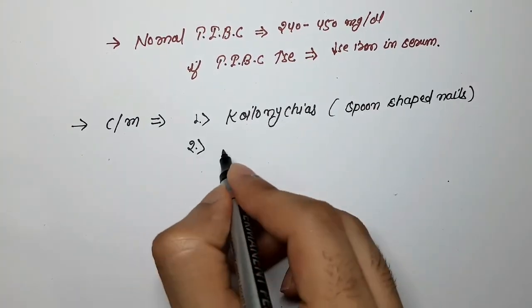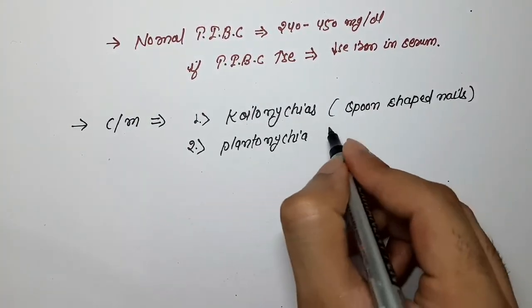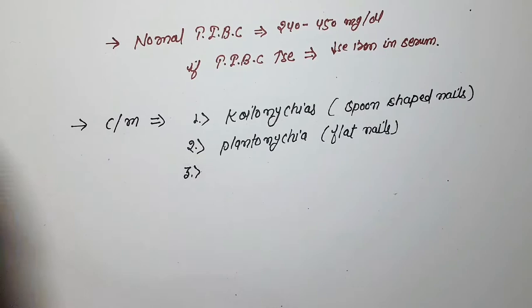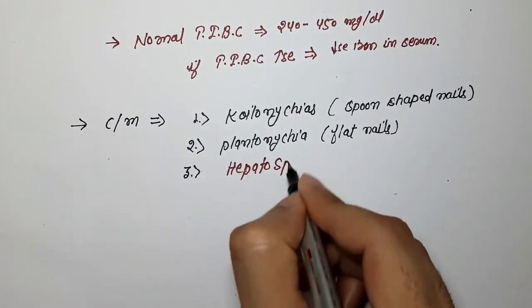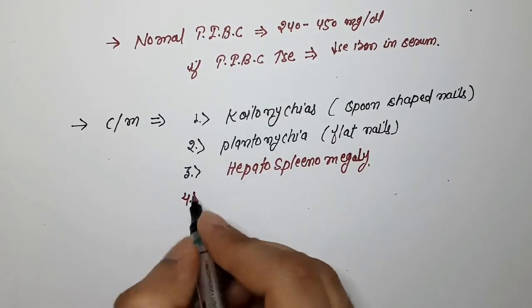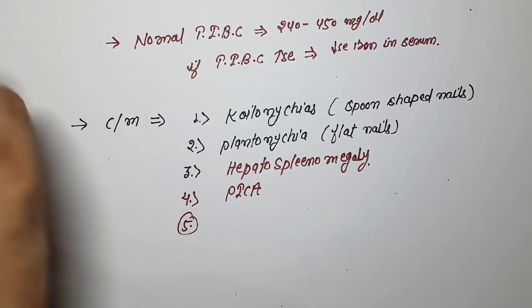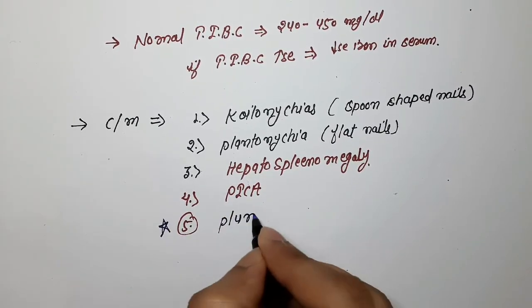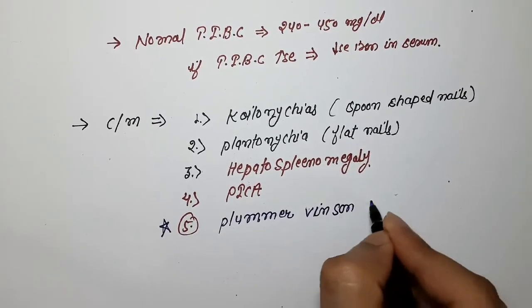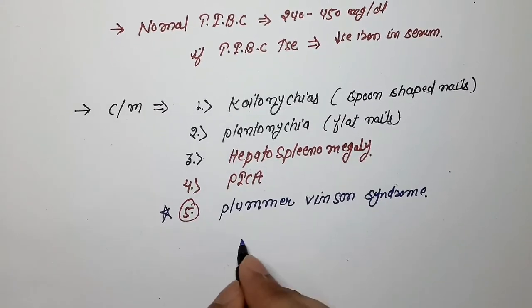Now the clinical manifestations of iron deficiency anemia. First is koilonychia, spoon shaped nails. Second is platonychia, flat nails. Number 3 is hepatosplenomegaly. Number 4 is pica, a type of eating disorder. Number 5 is Plummer-Vinson syndrome.